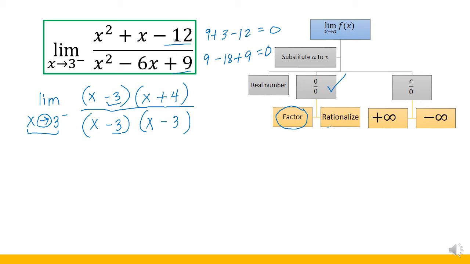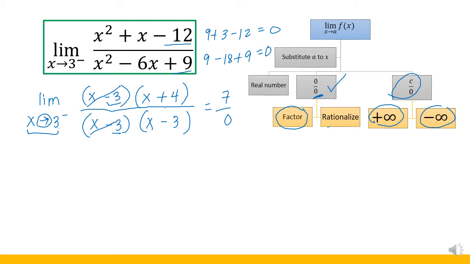Yeah, so we can cancel the x minus 3. But if we substitute 3 to our remaining equation, this is now 7. This is 0. As you can see, it was of this form, 0 over 0. Now it is of this form, non-zero constant over 0, which means our answer is just either positive infinity or negative infinity.